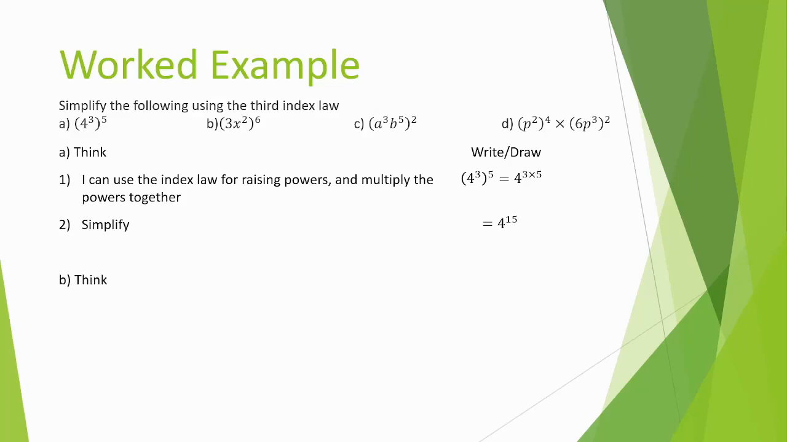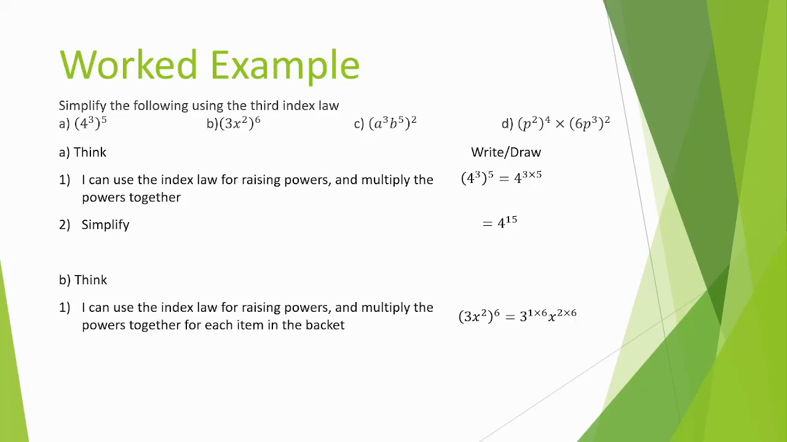For question B, we can start the same way. I can raise the powers, but this time I'm going to do it for everything that's inside that bracket. So I'm going to multiply that 6 by the index of the 3 and the 6 by the index of the x squared. Now the index of the 3 is actually to the power of 1. Anything by itself with no index is actually really to the power of 1. So I can say that that's 3 to the power of 1 times 6, and x to the power of 2 times 6. And when I simplify that, I get 3 to the power of 6 and x to the power of 12.